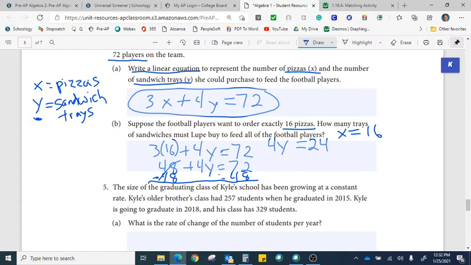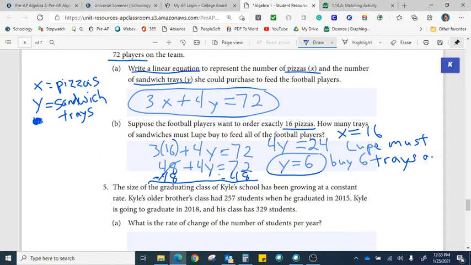And if 4y equals 24, what do I multiply 4 by to get 24? Well, it's 6, so y equals 6. So read back the question. It says, how many trays of sandwiches must Lupe buy to feed all of the football players. Okay, y is the trays right here, right? And we found y to be 6. So restate the question. Lupe must buy 6 trays of sandwiches.